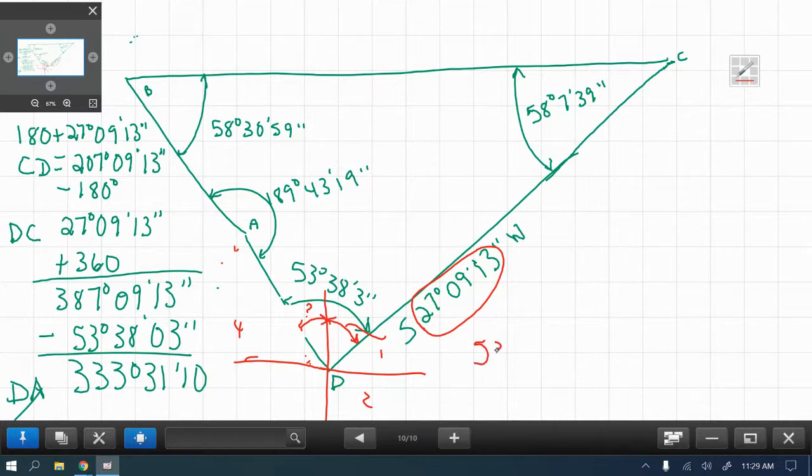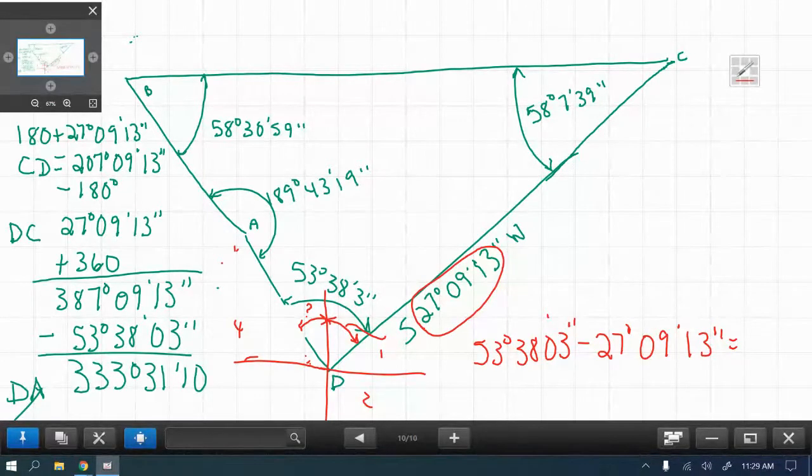So I would say 53 degrees, 38 minutes, 03 seconds, and subtract 27 degrees, 09 minutes, 13 seconds. And that line's in quadrant 4, so I'm going to put a north and a west, and it's 26 degrees, 28 minutes, 50 seconds. Look at all of those calculations, and then we still would have to take 360 minus that.